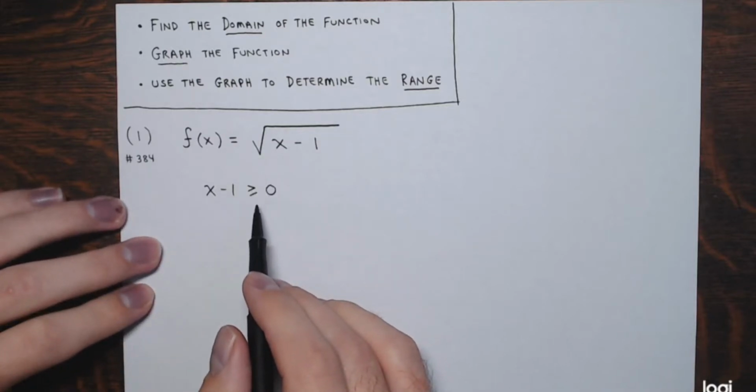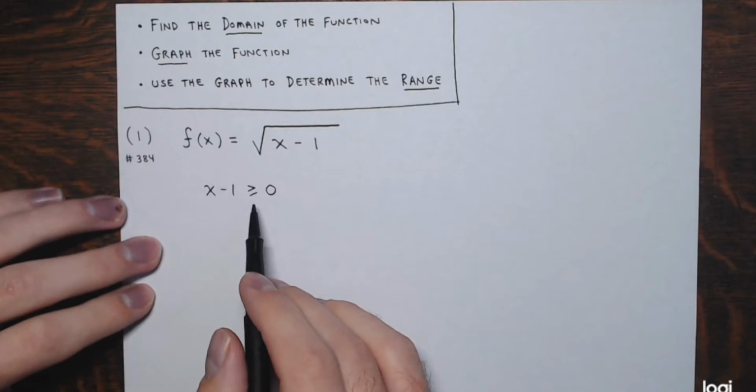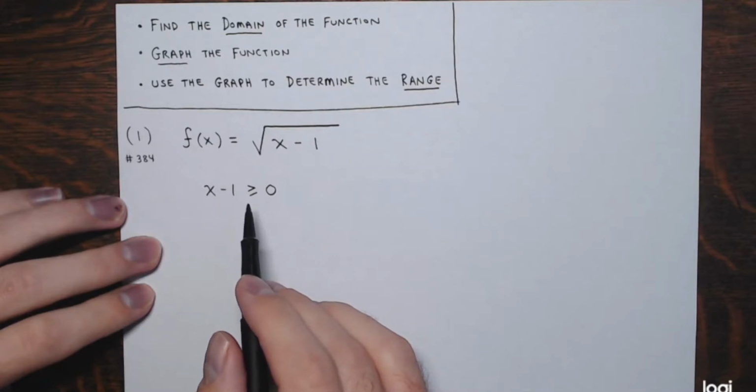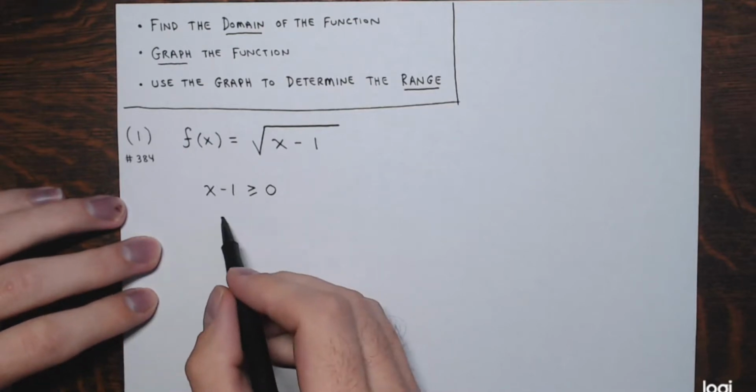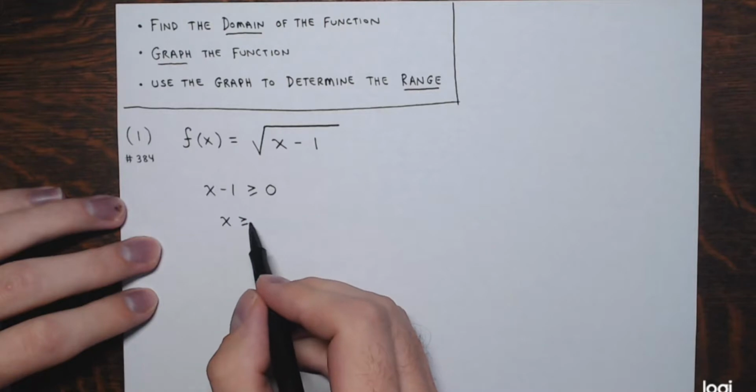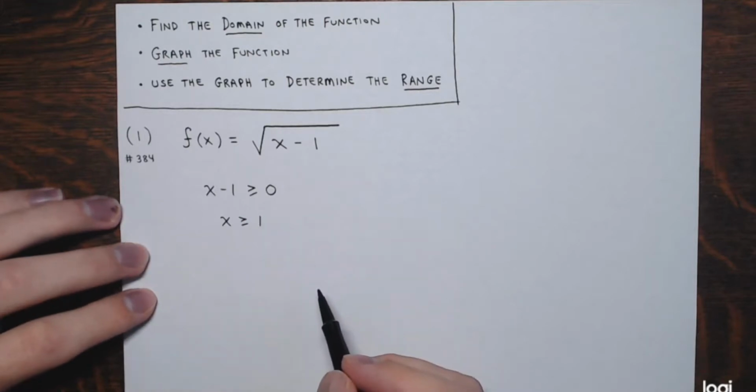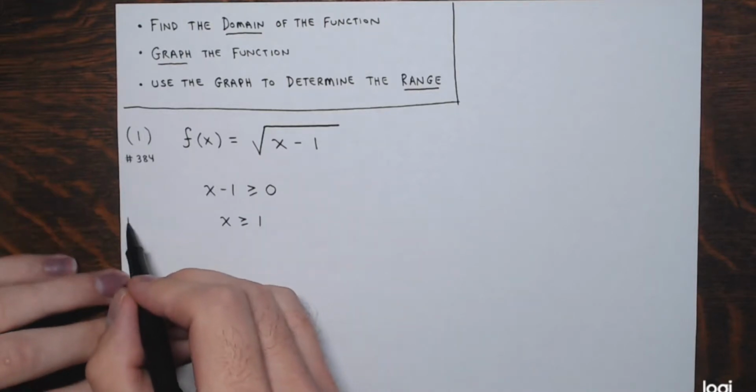Odd root functions are easier. For an odd root function, usually the domain is just all real numbers. Then I solve this. We have x needs to be greater than or equal to 1. All right, so that's the domain.